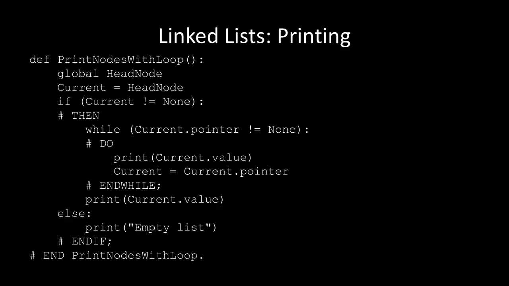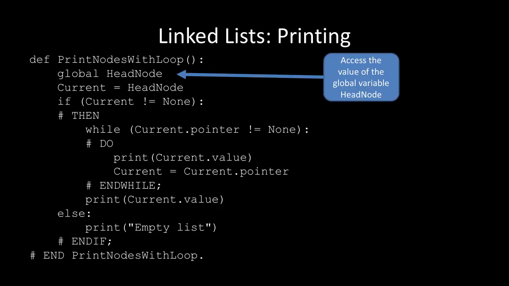We define a method and it's called print nodes with a loop. It takes in no parameters, there's nothing in the brackets. And then all of these programs are going to have a global pointer called head, or head node in this case, that points to the head of the linked list. Because I'm using that global variable in this particular method, I need to let Python know the variable called head node I'm using in this particular method is the same head node that's being used in all the other methods. So by putting the word global in front of it, I'm saying this is a global variable that can be accessed by all methods.